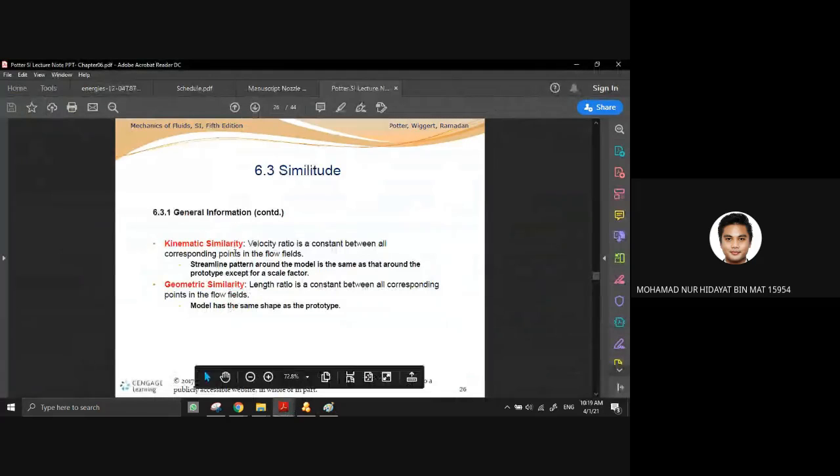So, secondly, the kinematic similarity. The velocity ratio is constant between all corresponding points. Okay, the second, in order to make sure that your model has the same similarity with the prototype, the second one is kinematic similarity.